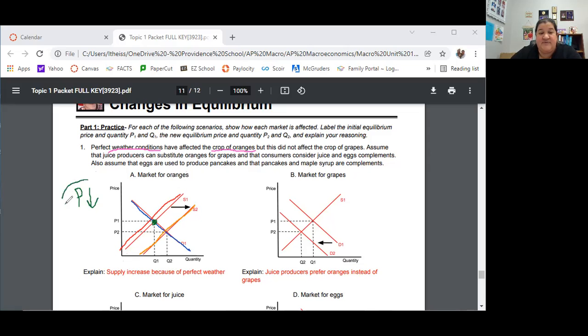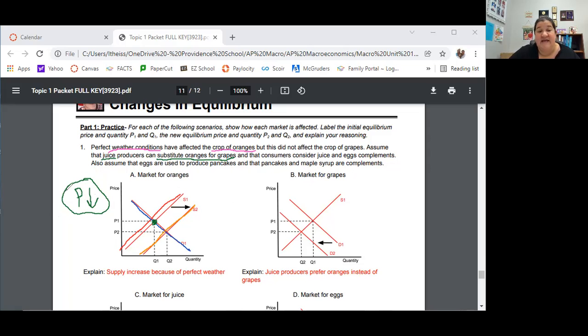Now let's take this piece of information that there was a price drop in oranges. In the question, they tell us that juice producers equally substitute oranges and grapes. So I don't care if I'm making orange juice or grape juice. If the price for oranges decreases, what does that mean about my ability to produce orange juice? Orange juice becomes cheaper to produce, right? So what happens to my demand for grapes?